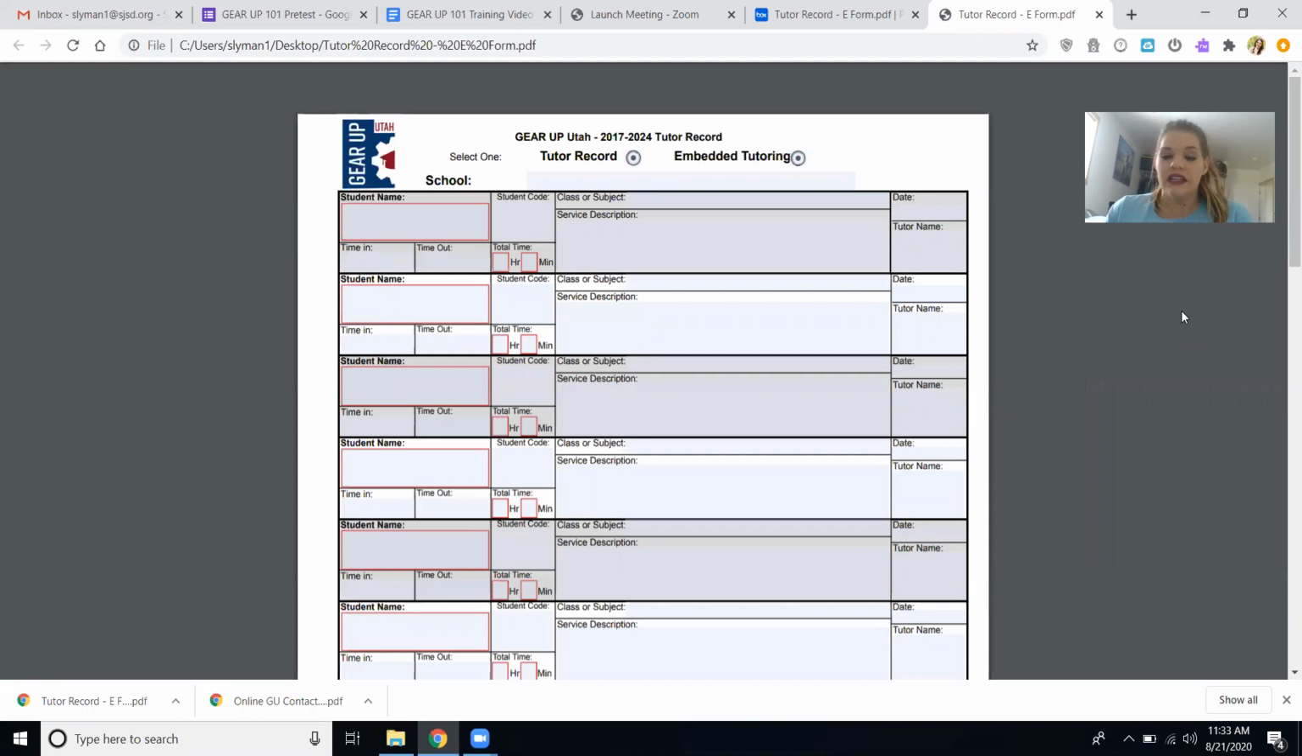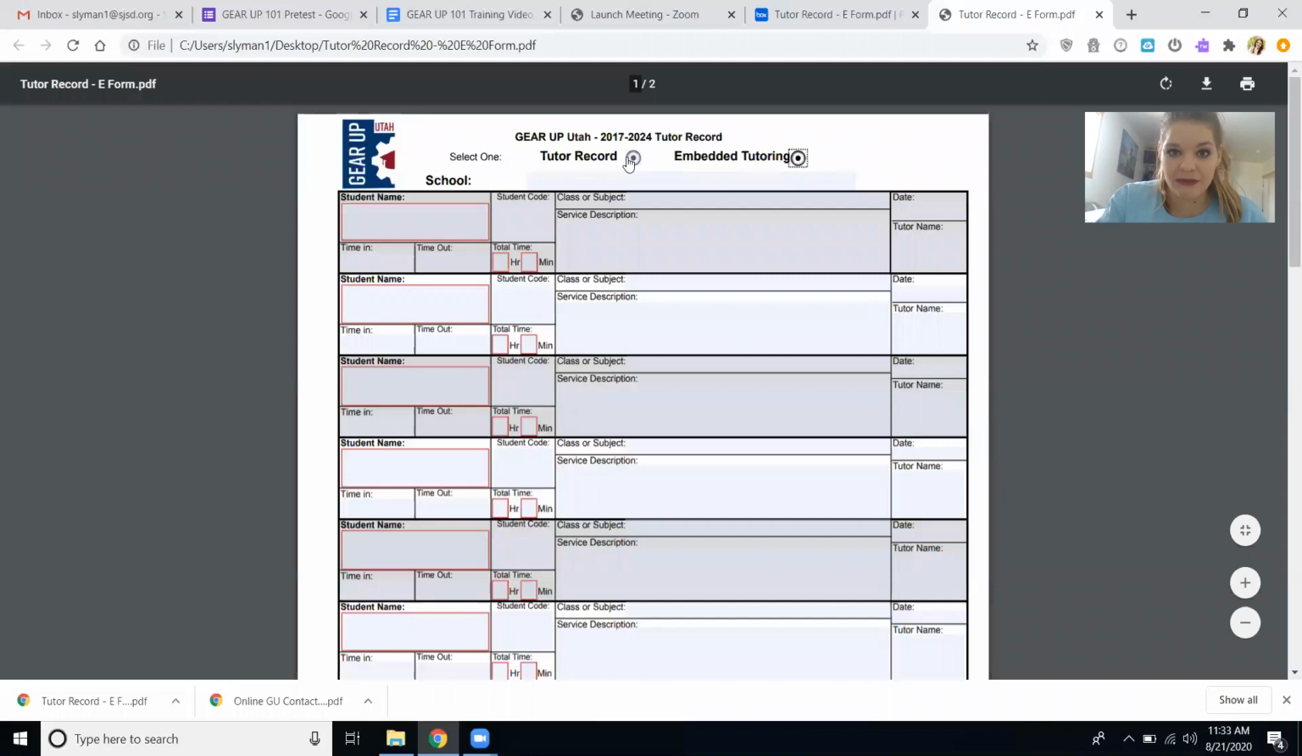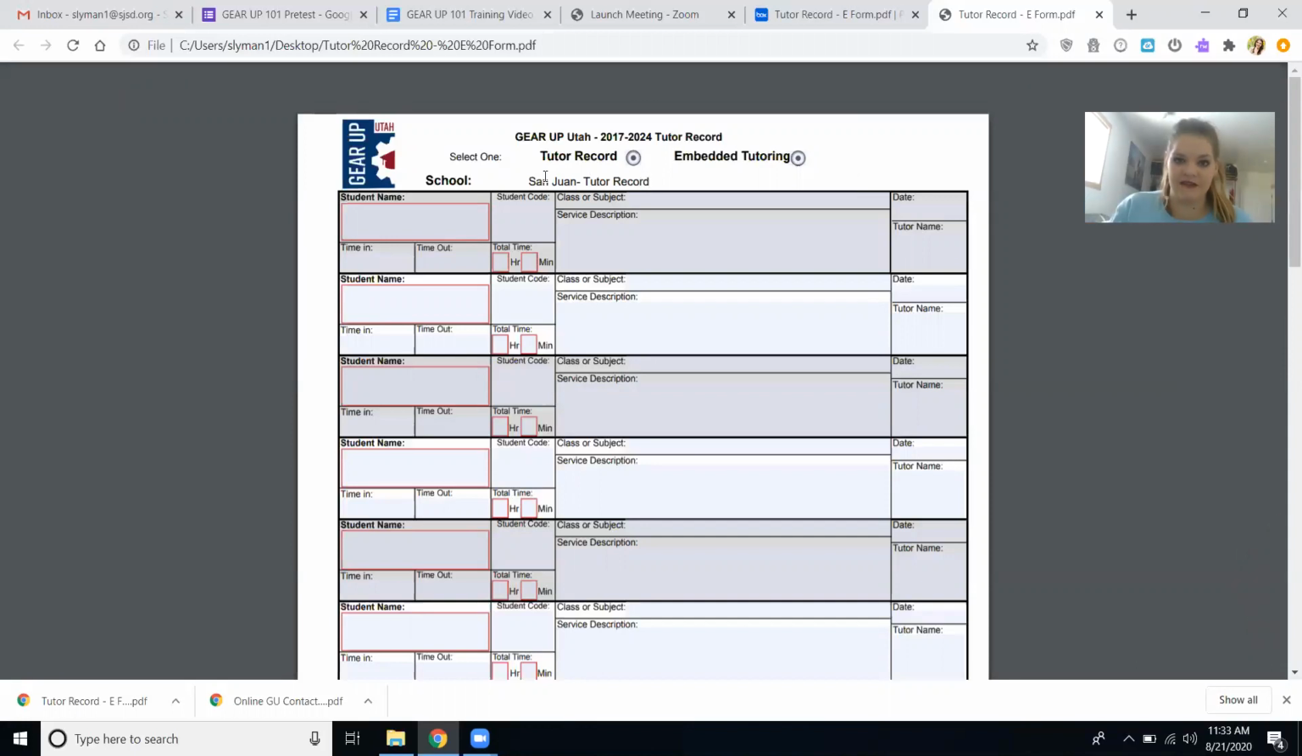Okay, so there is a difference between a tutor record and an embedded tutor record, even though they are on the same page. And I don't know why they're both selected. So sometimes I'll just put in here SAN1, and I'm going to do a tutor record just because I don't know how to get those buttons unclicked. So I'll just type it in so that it's specific.